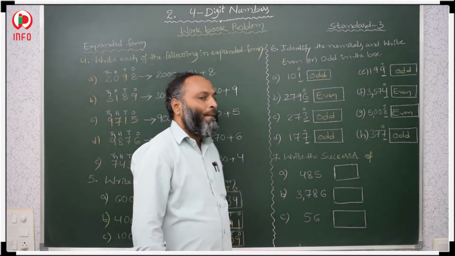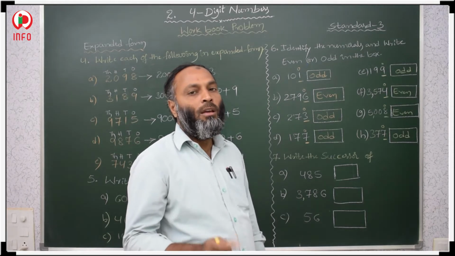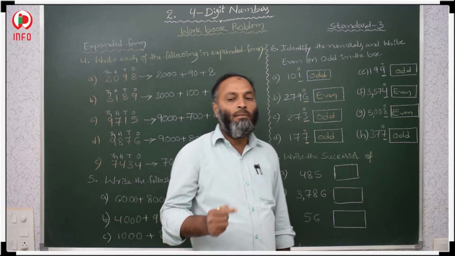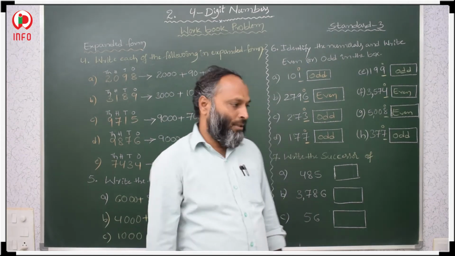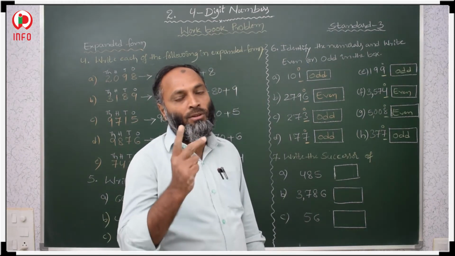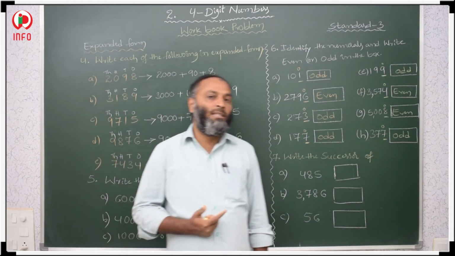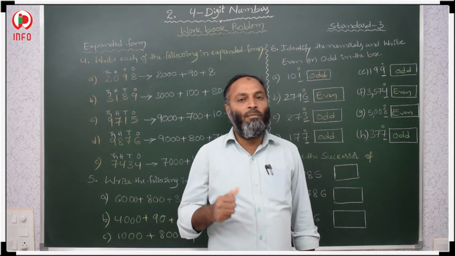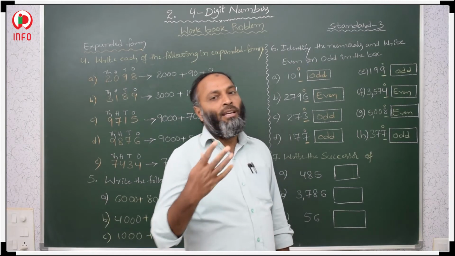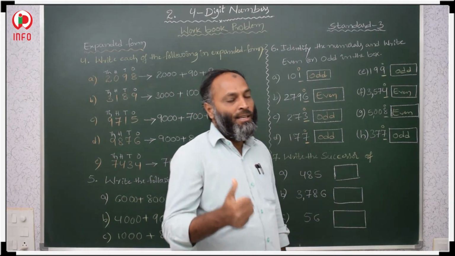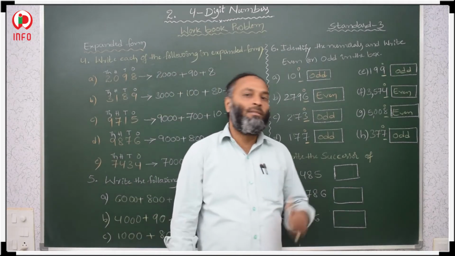Okay. So even numbers and odd numbers. Even numbers are the numbers which are divisible by 2, and odd numbers are the numbers which are not divisible by 2. The even digits are 0, 2, 4, 6, 8. If these come in the ones place, the number is even. If 1, 3, 5, 7 and 9 come in the ones place, then the number is odd. This is the difference between even and odd numbers.